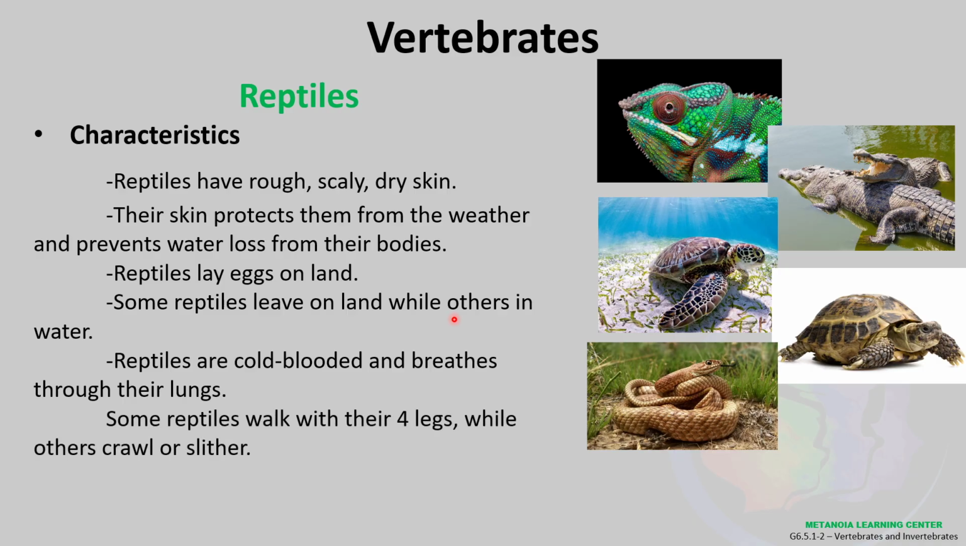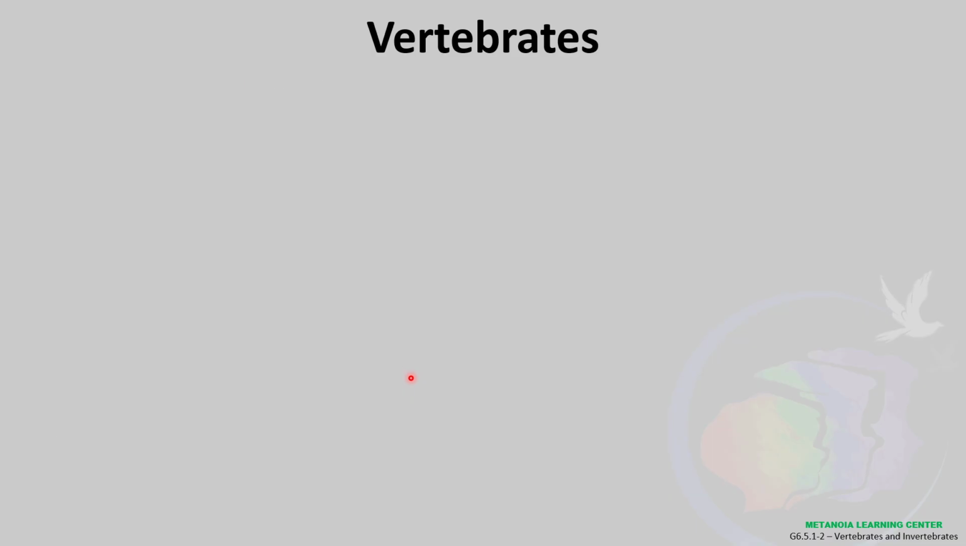Okay. Some reptiles walk with their forelegs while others crawl or slither. So, for example, ang snake, it slides, no? Push and slides itself for it to be able to move from one point to another. Unlike yung other four, others, they make use of their forelegs, no? To like for example sa turtle, they swim around, so changing from one point to another destination nila. So chameleons, crocodiles, alligators, snakes, and turtles are examples of reptiles.